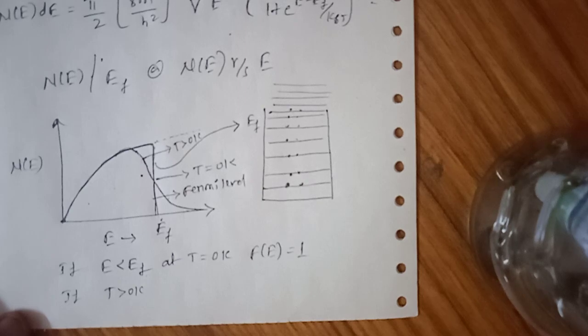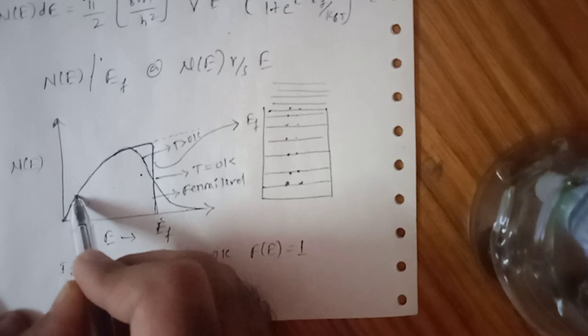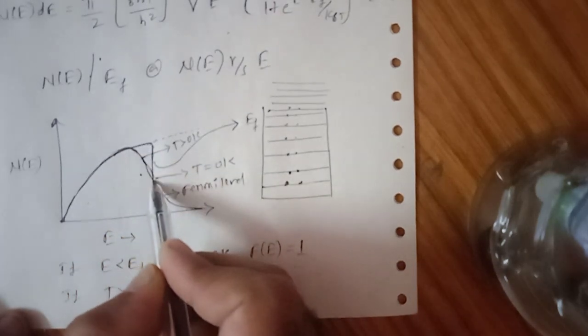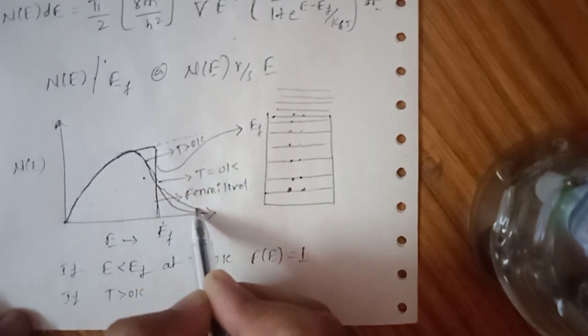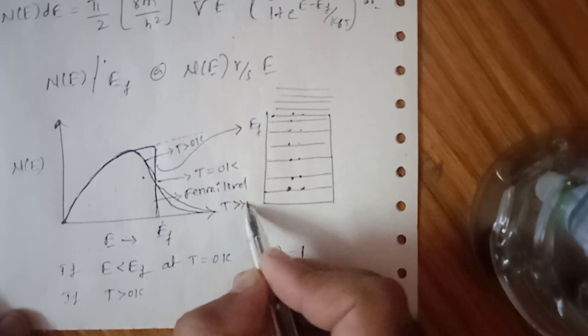Similarly, if you increase the temperature furthermore, of course you will get the curve up to here, like this. So this is for temperature very much greater than 0 Kelvin.